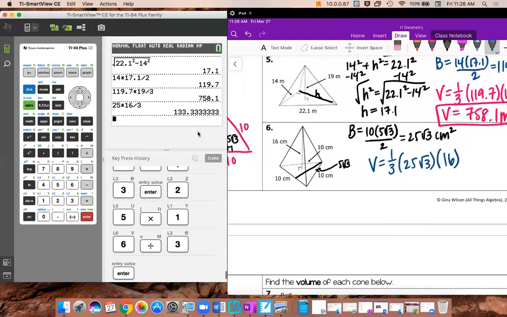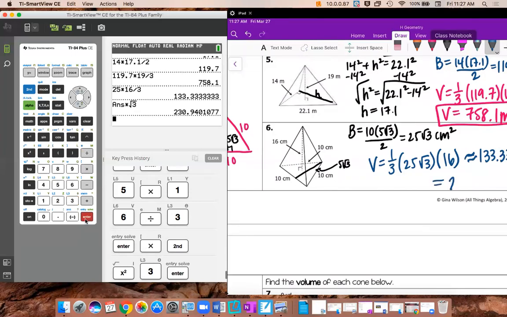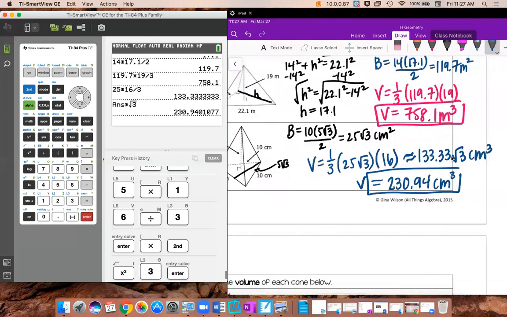So it ends up being, if we wanted to, I can't even do it exact because that decimal's not nice, but it would be about 133.33 square roots of 3 centimeters cubed. So since that's so ugly, let's just multiply the square root of 3 in there. So take this answer times the square root of 3. And then we can get that the total volume is about 230.94 centimeters cubed. So I'll tell you guys if I want you to leave it exact, and if I want you to leave it exact, it won't be that ugly because this didn't round nicely, okay?